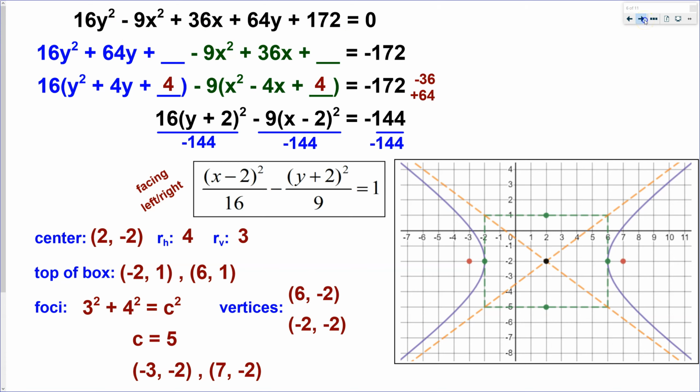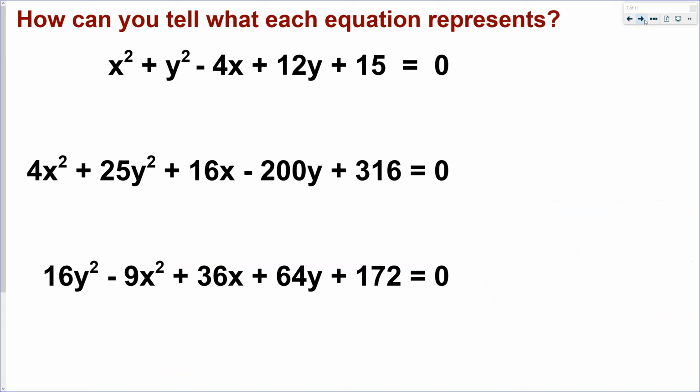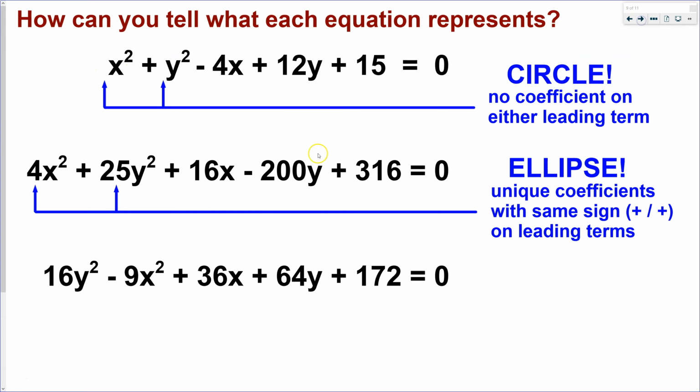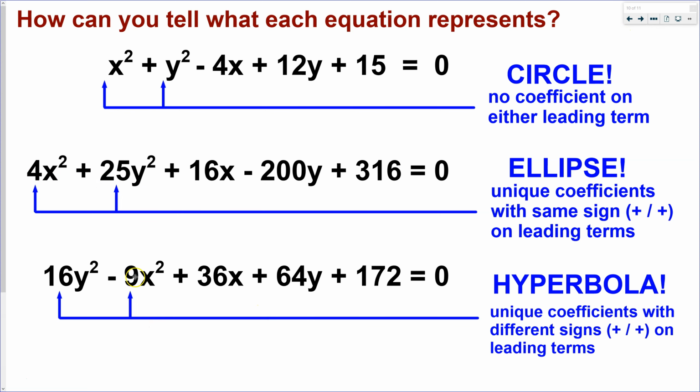So if I threw these 3 equations in front of you, and these are the same 3 equations that were just shown up on the screen, could you decide, just looking at it, whether each one is a circle, ellipse, or hyperbola? Well, yes, you can. If you look at this equation, you see that there's no coefficient, so that's going to be a circle. If you look at this one, you can see that there are coefficients, and they are both positive, so they're both the same sign, so therefore this is going to be an ellipse. If they have coefficients that are different, and the coefficients are opposite signs, then you're going to have a hyperbola.